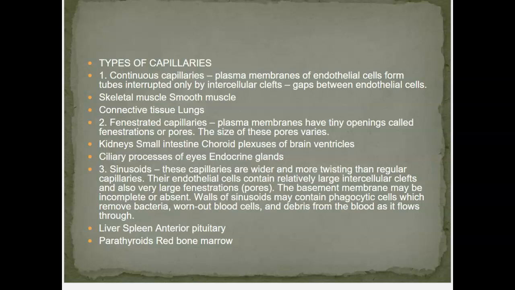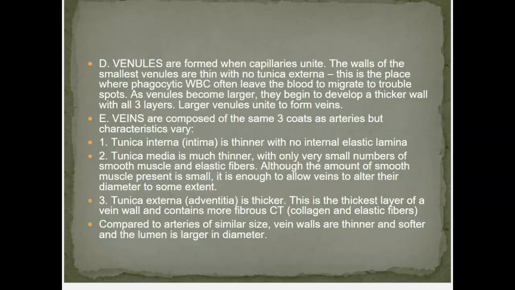A sinusoid is more of an open area, if you will. It's not really a little tube running through there. It's more like just an open space, and also very large holes in there. There is some basement membrane, not always. And within these sinusoids, you'll have white blood cells, phagocytic cells and all. Areas that contain sinusoids would be your bone marrow, your liver, your spleen, your anterior pituitary, and your parathyroids. They have that same type of blood flow, these sinusoids through them.